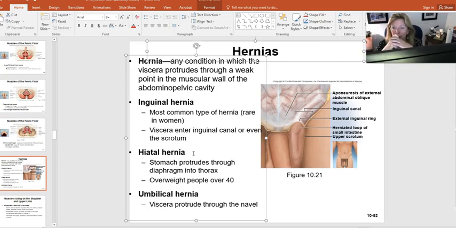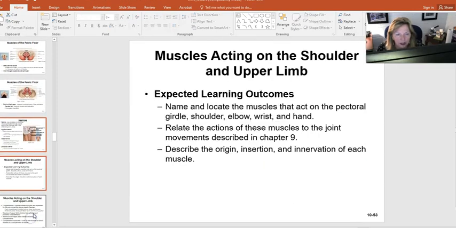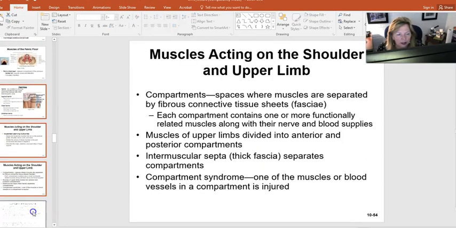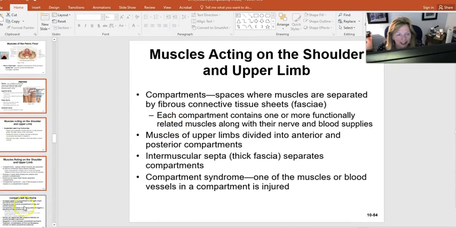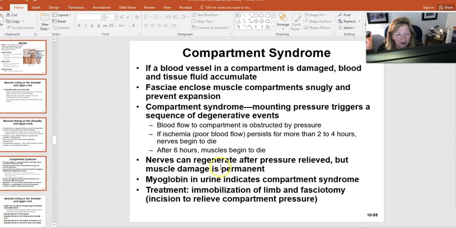The stomach pushes up through into the chest cavity. That's called a hiatal hernia. Umbilical hernias are at the belly button region. And then you can also have abdominal hernias as well in other places, but these are the more common regions that we associate with hernias. So again, lots of anatomy here.